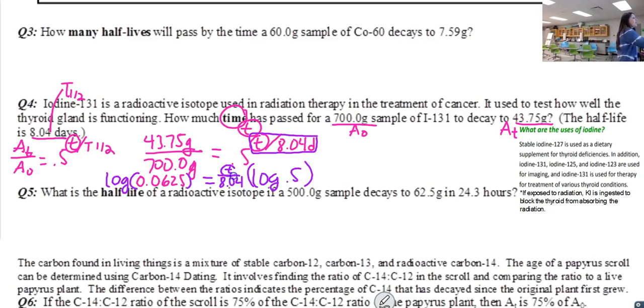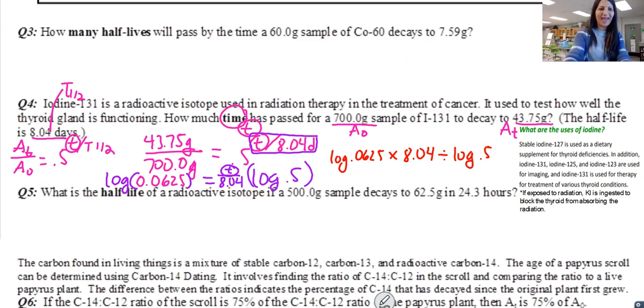Now I need to solve for T. So how do I do that? Cross multiply and divide. If I want T alone, I'm going to cross multiply by 8.04, but since it's being multiplied by log of 0.5, I'm going to divide by it. What am I entering into my calculator? I want T alone, so I'm going to type in log of 0.0625 times 8.04. Then I divide by the log of 0.5 because I want to get rid of that. Go ahead and plug this into your calculator, and let's see what you get.